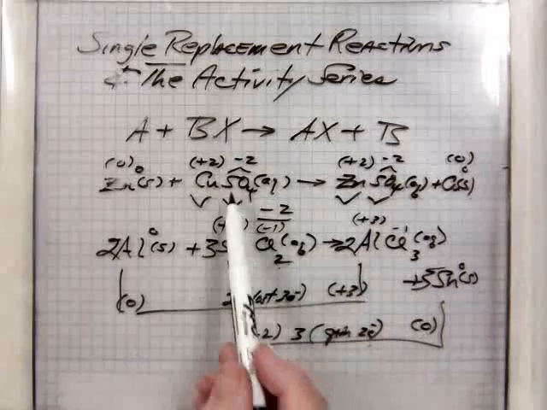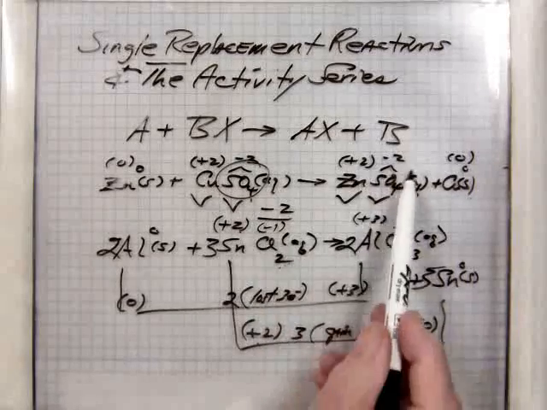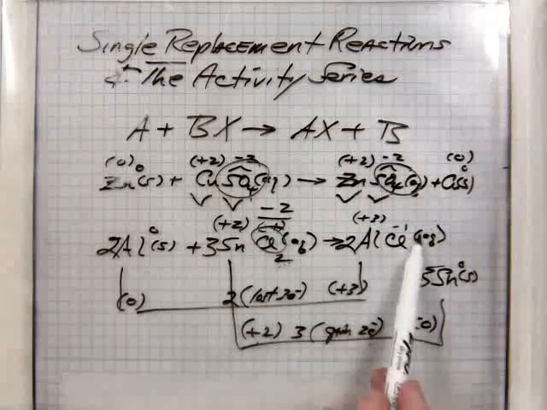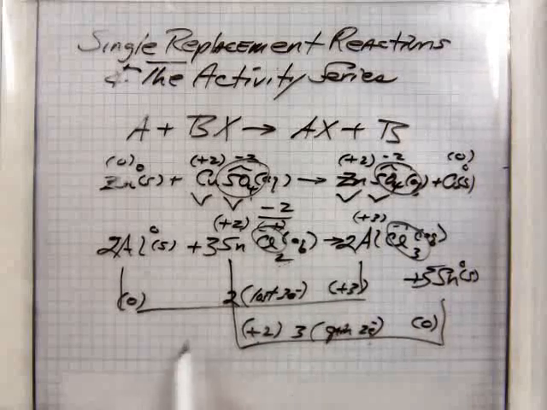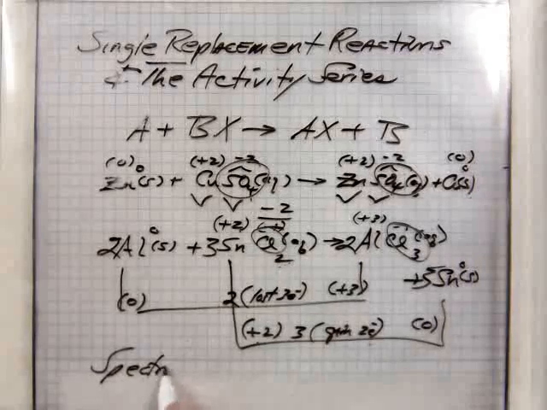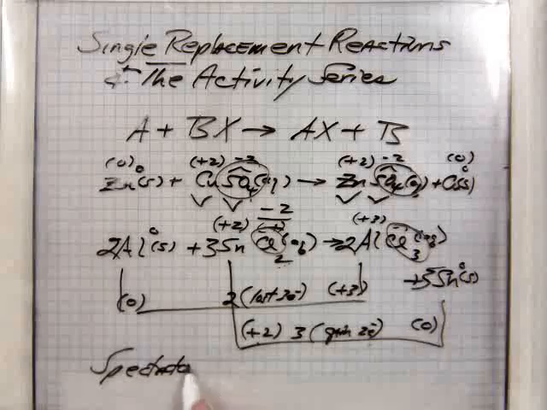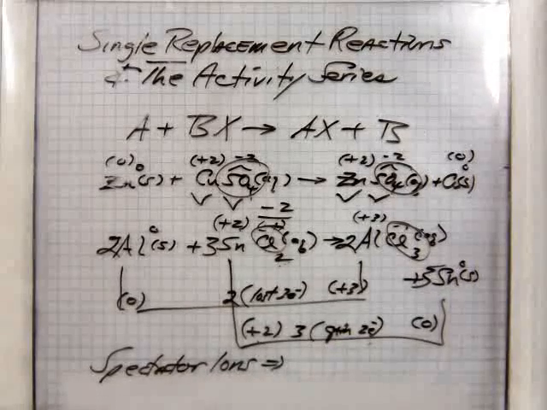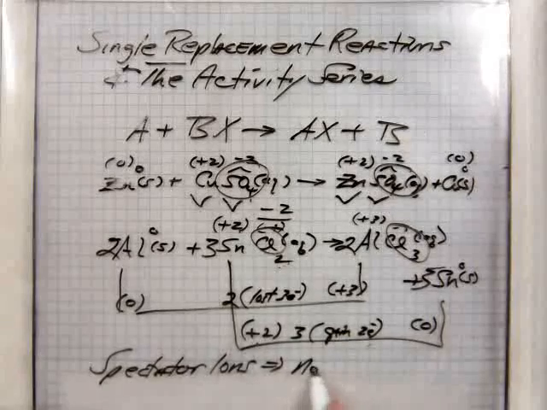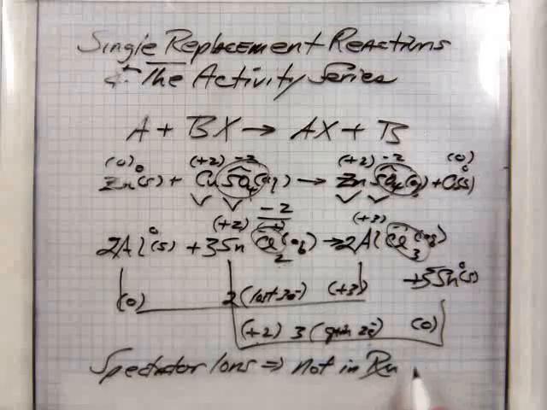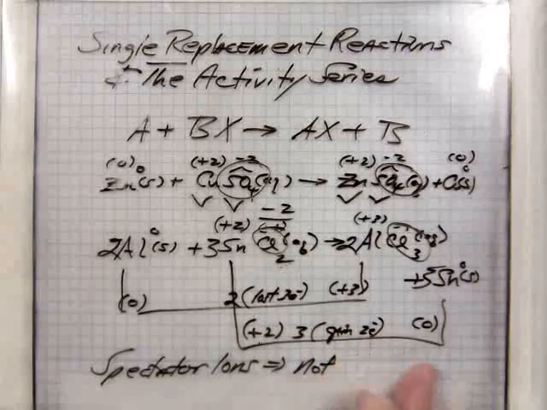The sulfate in the earlier examples and the chlorides in these examples are known as spectator ions. I may have mentioned that in the past. They do not react. They are not reactive in the process.